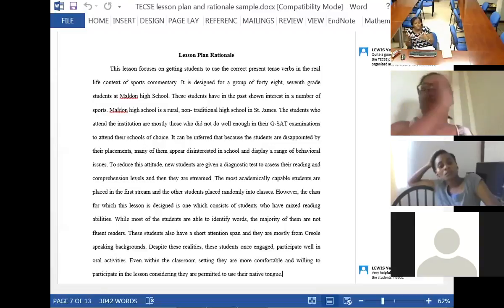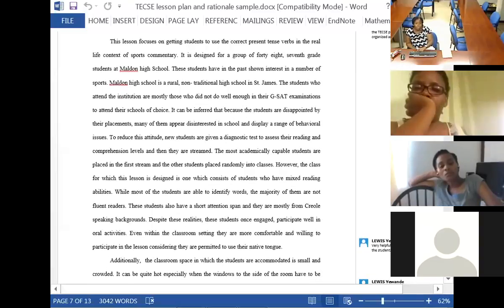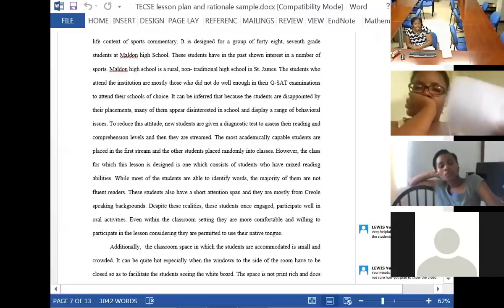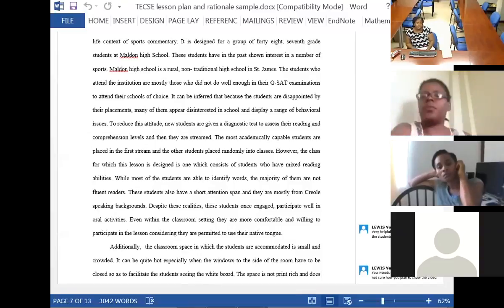So what it is doing is providing a contextual framework for the group of students for whom you're designing the lesson. All right? These students also, anyway, we'll just say that. Despite these realities, these students, once engaged, participate well in oral activities. Even within the classroom setting, they are more comfortable and willing to participate in the lesson, considering they are permitted to use their native tongue. Again, all of this is set in the context for justifying why the teacher did what he or she did.